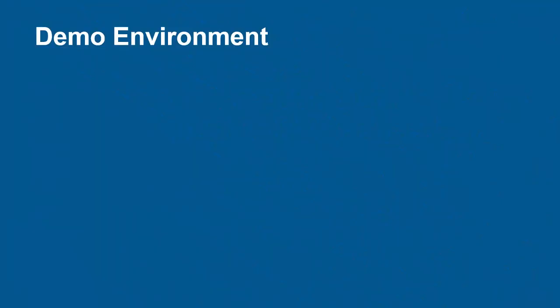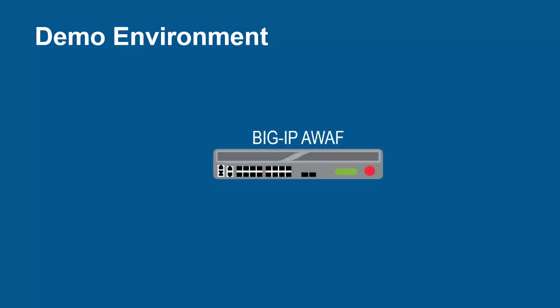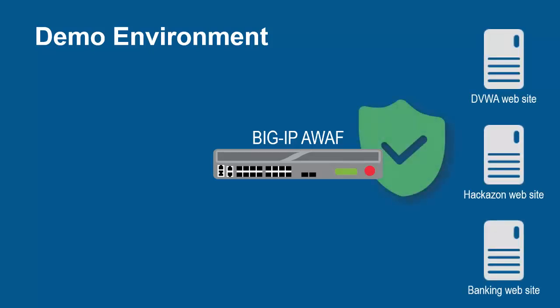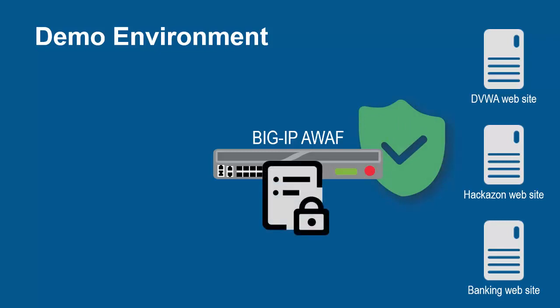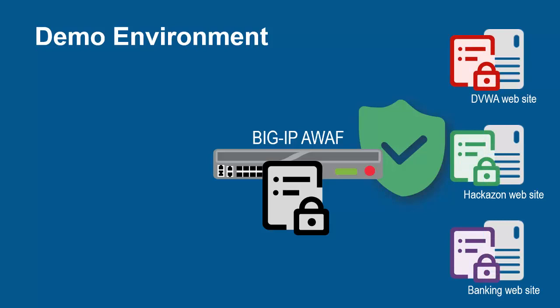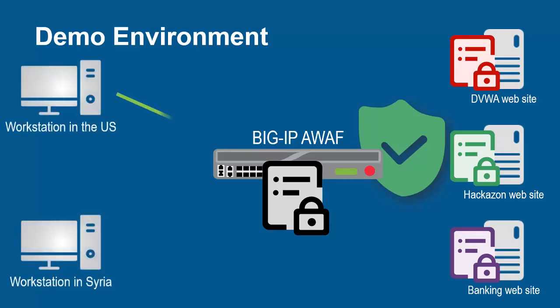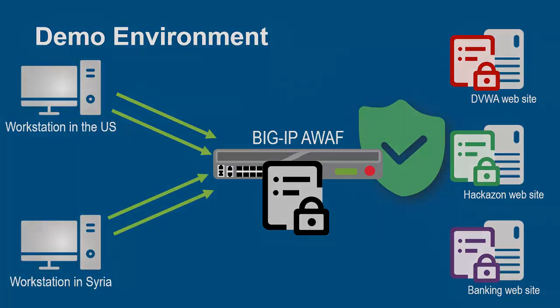The environment for this exercise contains 6 devices. We have an F5 BIG-IP system, running Advanced WAF. The BIG-IP system sits in front of, and protects, 3 backend web applications. We'll be creating a BIG-IP Advanced WAF parent security policy, which contains several application security settings. The parent policy will be used to create 3 child security policies, 1 for each web application. And finally, 2 workstations, 1 within the United States, and 1 within Syria, will be used to submit requests to the 3 web applications.